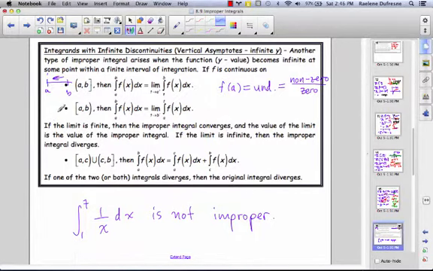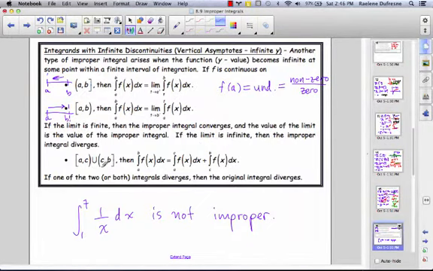Meanwhile, if we have a vertical asymptote at x equal to b, then we're going to let t approach b from the left, and then we replace the b with the t. If the limit is finite, we say that the improper integral converges, and the value of the limit is the value of the improper integral. Otherwise, if the limit is infinite, the improper integral diverges.